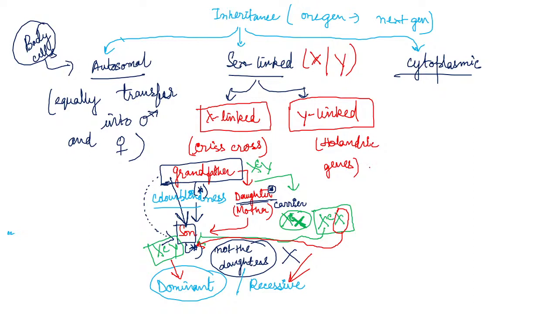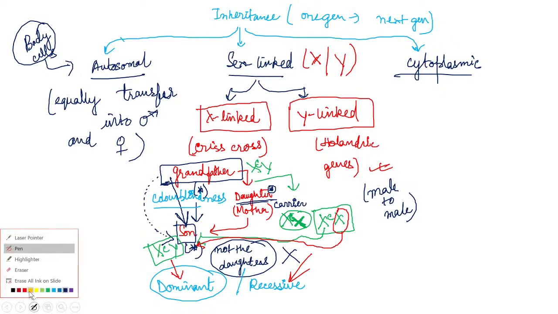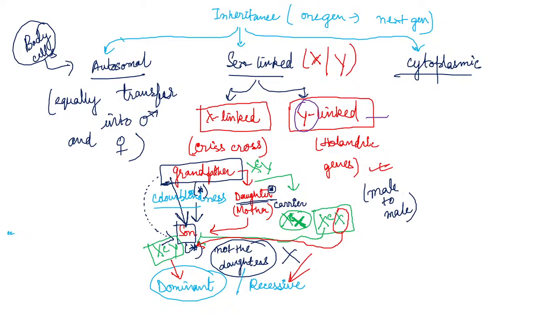Now, we are heading for the next thing, that is the Y-linked or the Holandric genes. Now, what are the Holandric genes? Holandric genes are such genes which are only transferred from male to male. Okay, only from male to male, because you cannot transfer the Holandric genes to the other category, because the female does not contain the Y chromosome. If the female is not containing the Y chromosome, then how will we transfer the characters to the female?